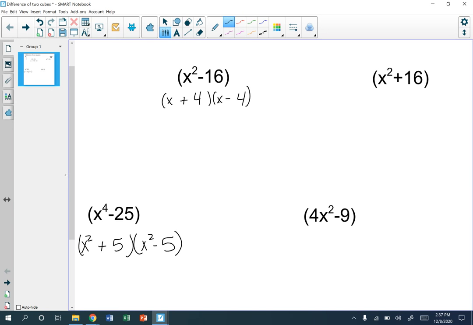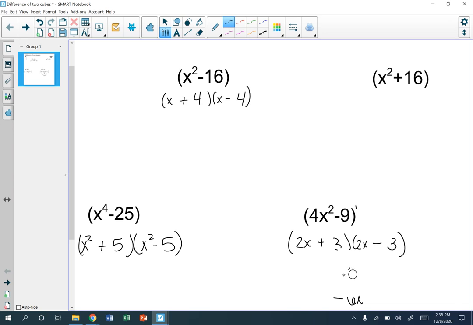For the second one, 4x squared minus 9, I'm going to split this up as 2x and 2x. Now, what's the square root of 9? It's 3. 3 times 3 is going to give me 9. I need a negative 9, so I need one positive and one negative. Now, notice I get 6x and minus 6x, so that gets rid of my middle term, but yet I still get the 4x squared and the minus 9.